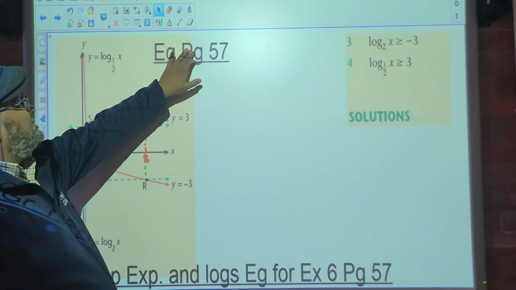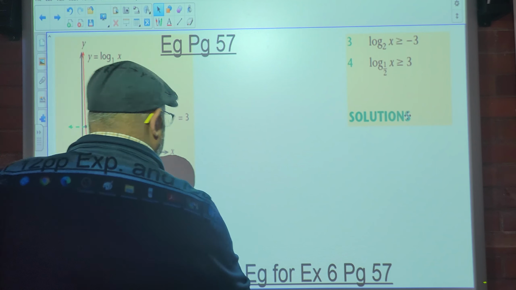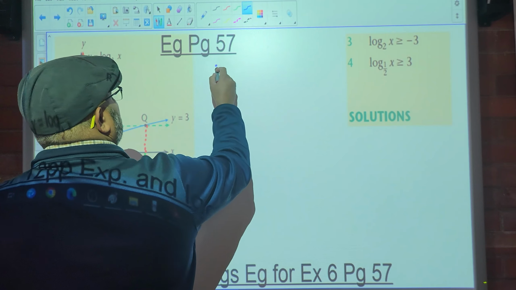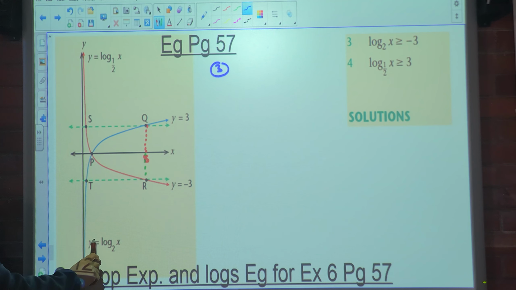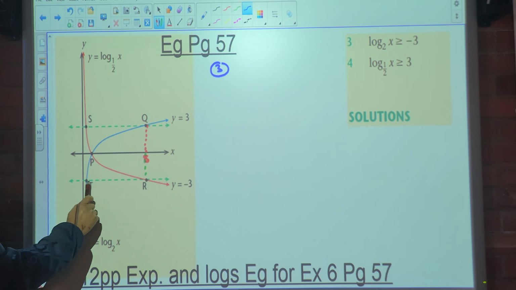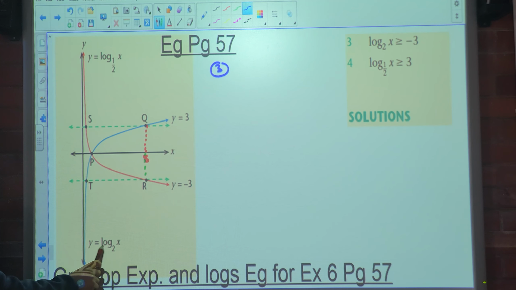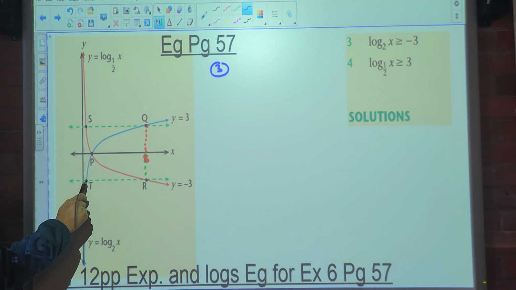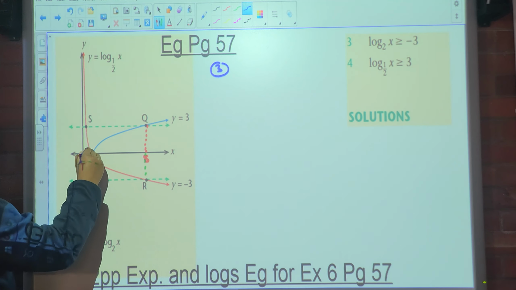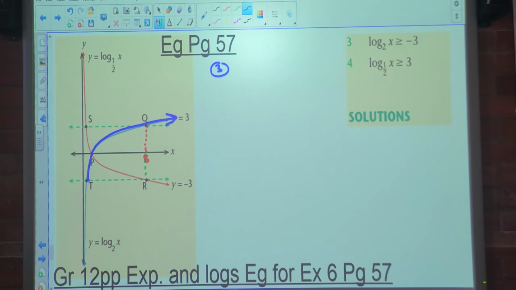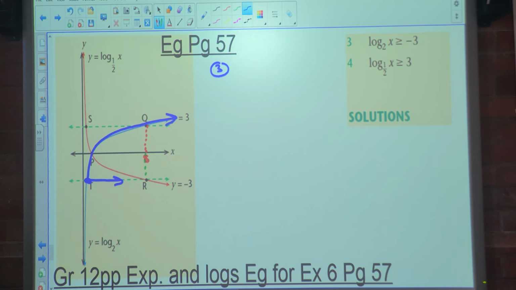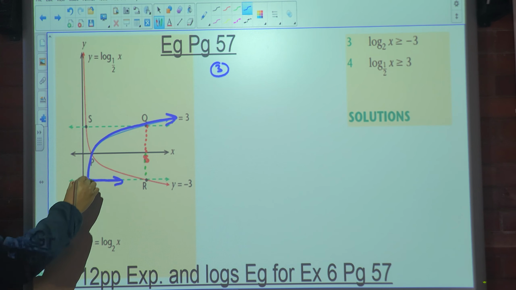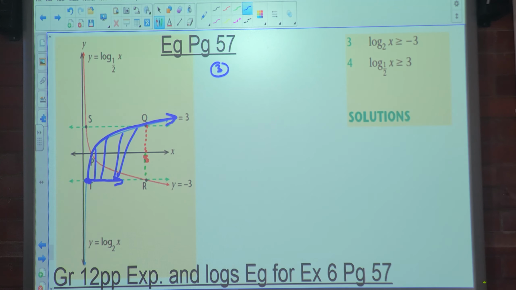Alright, so for number 3. They want to know where log x base 2, which is this graph, is greater than or equal to minus 3. Here's the minus 3 line, not so? And log x base 2, which is the graph in blue, so it's to do with this point T here. Where is it greater than? So it must be more than this line, not so? So is that part of the graph they're referring to? So in other words, x must be more than whatever this x value at T is. For it to be more than, it will cover this part of the graph. Not so?